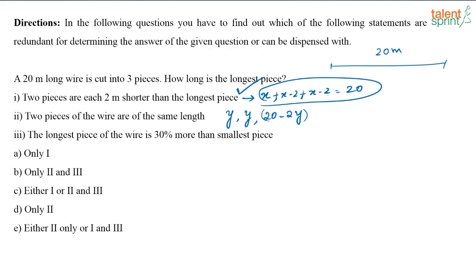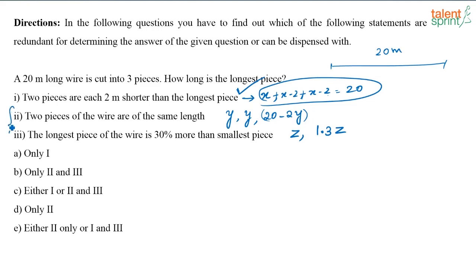Now let us look at the third statement. The third statement says the longest piece of the wire is 30% more than the smallest piece. So what does that mean? If the smaller piece is z, then the longer piece will be 1.3 times z, right? 30% more than the smallest piece.